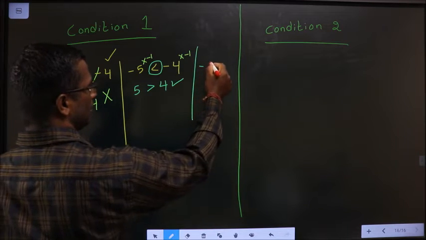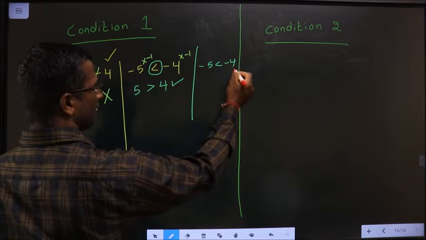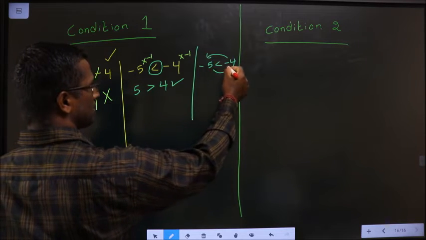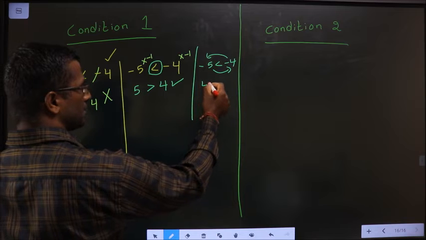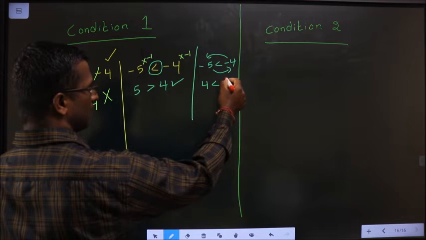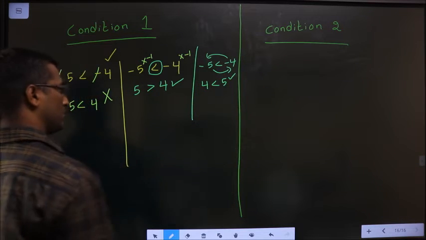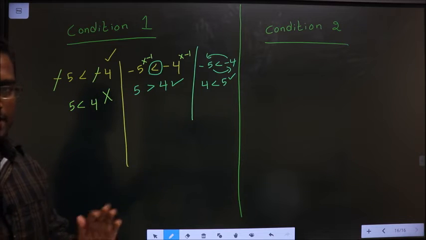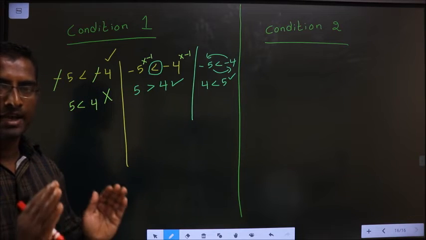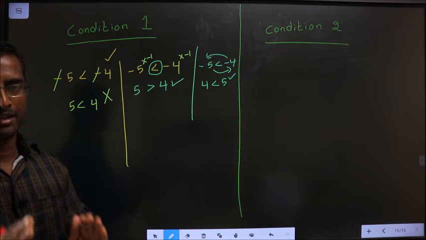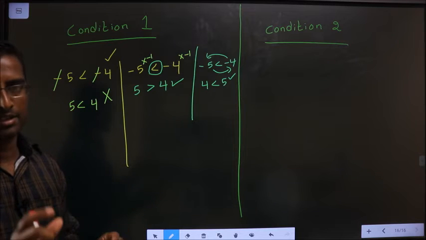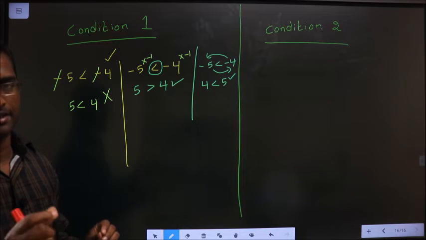Another thing you could do is shift these numbers. So minus 4 comes this side, and minus 5 goes to the other side as plus 5. Even this is also true. You could shift, but you should not cancel the negative numbers in inequality. If you are cancelling out, the inequality will change its direction.